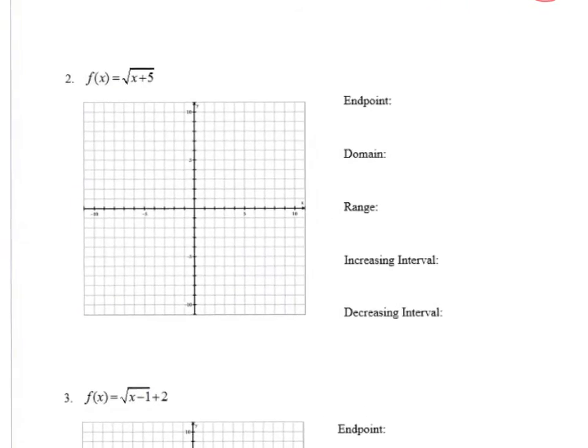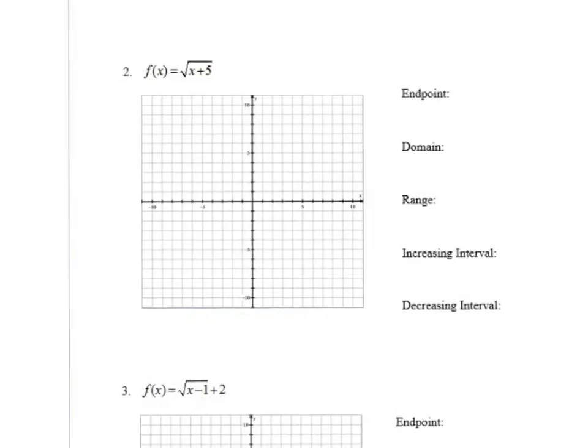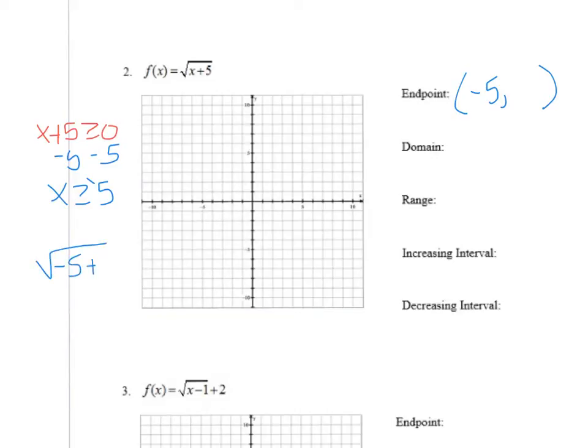Okay, for number 2, now we're going to take our radicand, and because it's a square root and there's more than just the x under there, we're going to say x plus 5 has to be greater than or equal to 0. And let's solve it for x. That's x has to be greater than or equal to negative 5. So what that means is our endpoint starts at negative 5. When you plug that in, we get the square root of negative 5 plus 5. It's the square root of 0, which is 0.